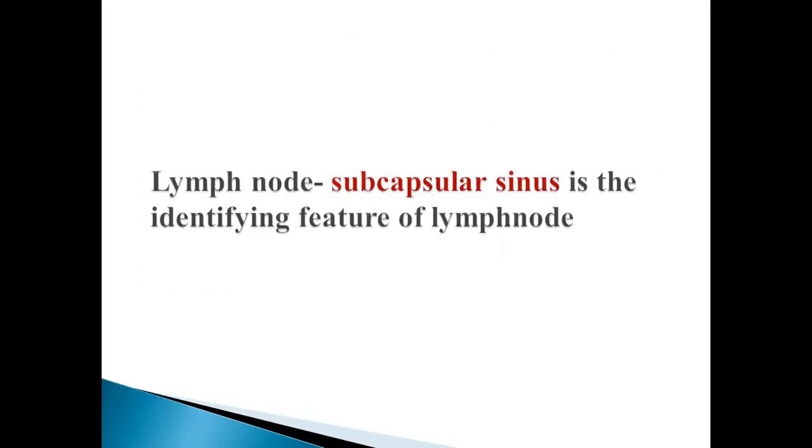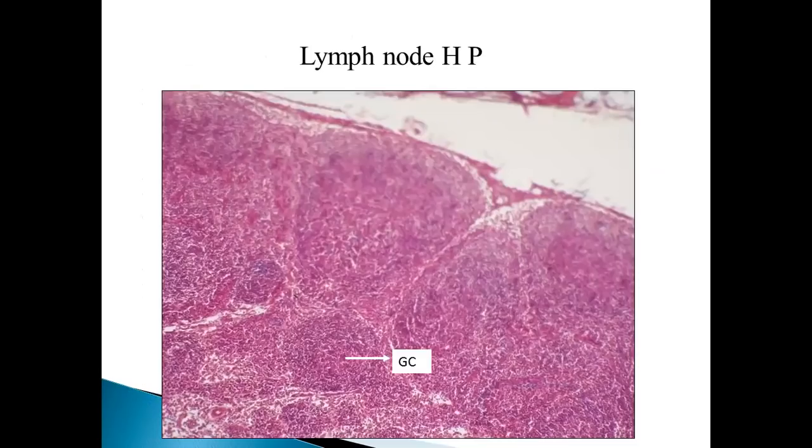You identify a lymph node by the presence of the subcapsular sinus beneath the capsule, which is the identifying feature of a lymph node. So this is a histological slide, H&E staining: capsule, subcapsular sinus. You can see the capsule is sending septae, lymphatic aggregation, lymphatic nodules having a germinal center surrounded by a darker area. On the inner side there is the medulla.